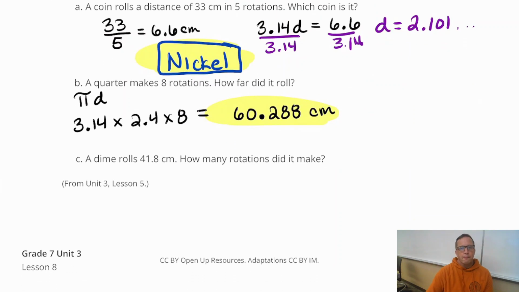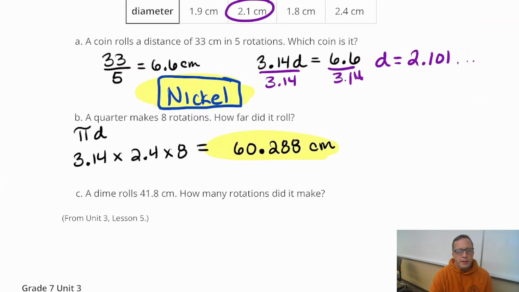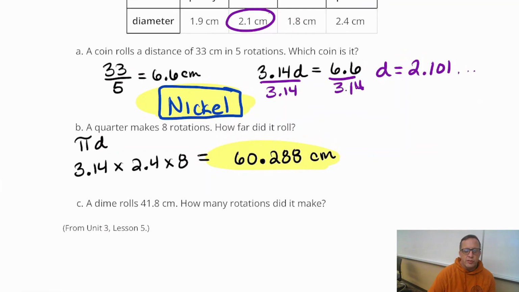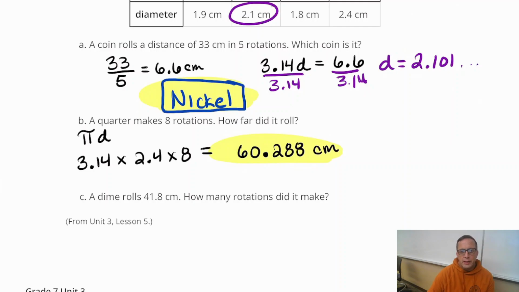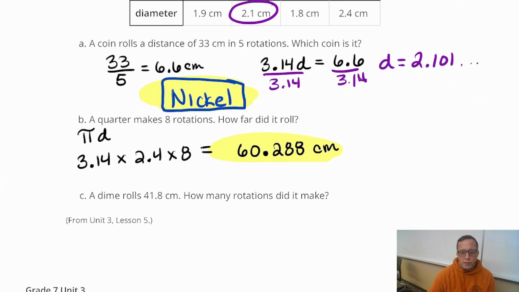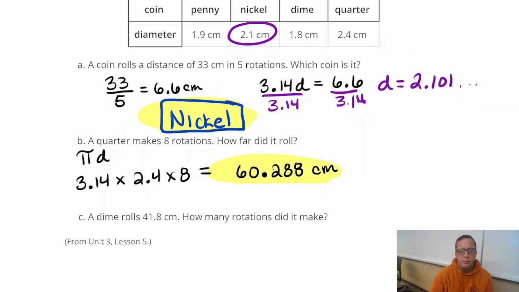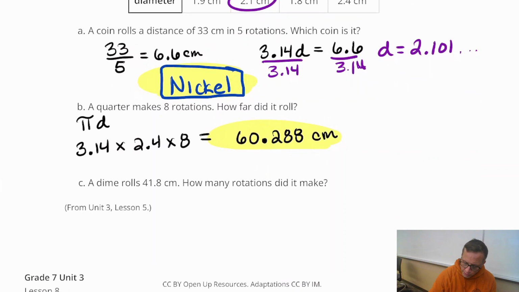All right, C, a dime rolls 41.8 centimeters. How many rotations did it make? Well, this is basically just like A. All right, so let's figure out the circumference. Oh wait, no, this is not the same as A. I thought it was for a second, but it's not. So let's look at a dime. We need to figure out the circumference of a dime. So a dime is 1.8 across. So let's figure out the circumference.